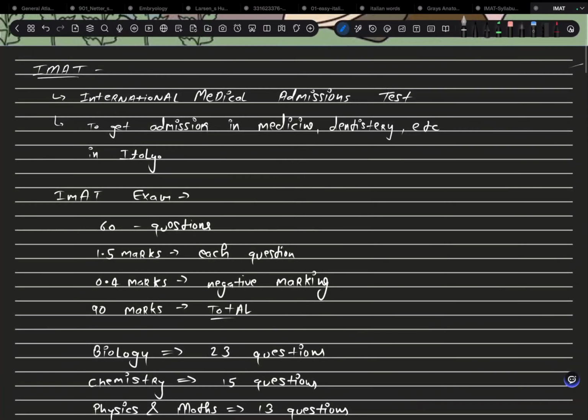For the IMAT examination, you sit in the exam hall, but what's the motive of the exam? The motive is to get admission to a medicine or dentistry college in Italy. There are a total of 60 questions and each question carries 1.5 marks. There's also negative marking of 0.4 marks for each wrong answer. The total score of the examination is 90 marks.